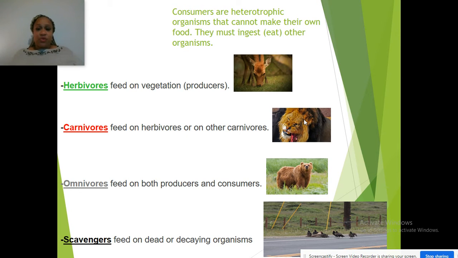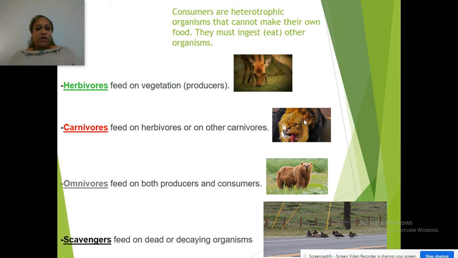Consumers are heterotrophic. This just means they do not make their own food. I cannot make my own food. Even if I have a garden and plant tomatoes, I'm planting those tomatoes, but I'm not making those tomatoes. Right. Okay. So herbivores feed on vegetation, right? Producers.